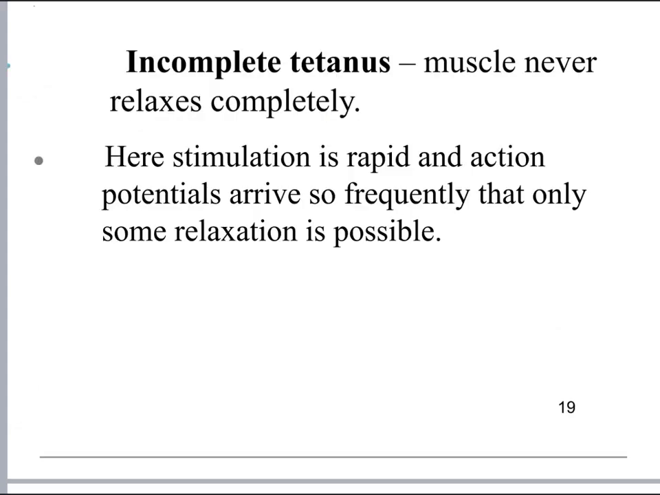The next two that we're going to finish with are incomplete and complete tetanus. So let's start with incomplete tetanus. This is where the muscle never relaxes completely. So as you can envision, we're cutting off that relaxation period really soon. So stimulus is coming really rapidly and quickly, preventing that relaxation, which allows us to build tension relatively fast. So here the stimulation is rapid, action potentials arrive so frequently that only some relaxation is possible.